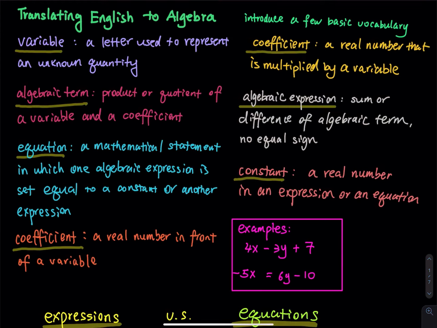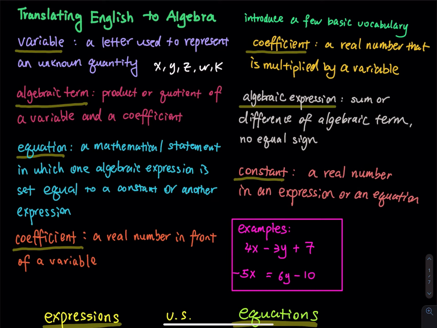Translating English to algebra. When it comes to algebra, let's do some vocabulary, starting with variable and coefficient. A variable is a letter used to represent an unknown quantity. If you studied algebra in the past, some variables that we use all the time are x, y, z. Sometimes we use w, sometimes we use k. It's just a letter that represents some unknown quantity.